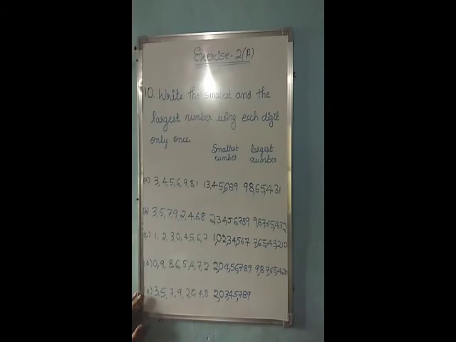So the smallest number is 2 crore 3 lakh 45,789. Similarly, by arranging the given digits in descending order, we will get 9, 8, 7, 5, 4, 3, 2, 0. So the largest number is 9 crore 87 lakh 54,320.